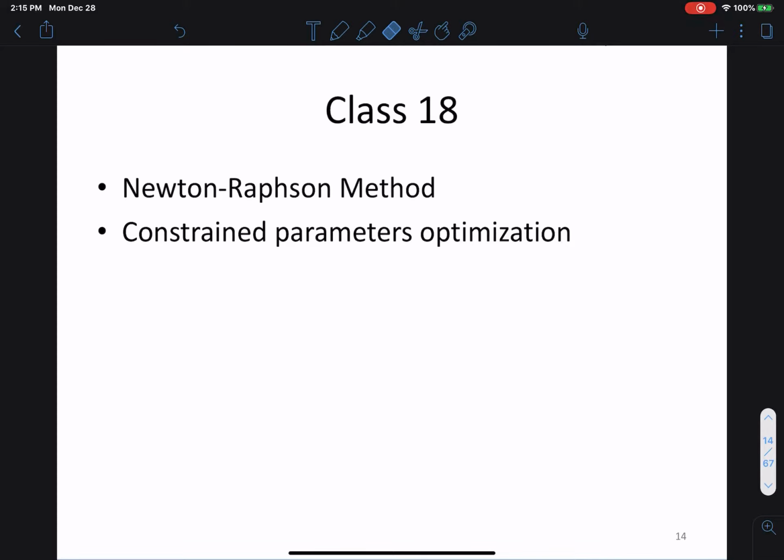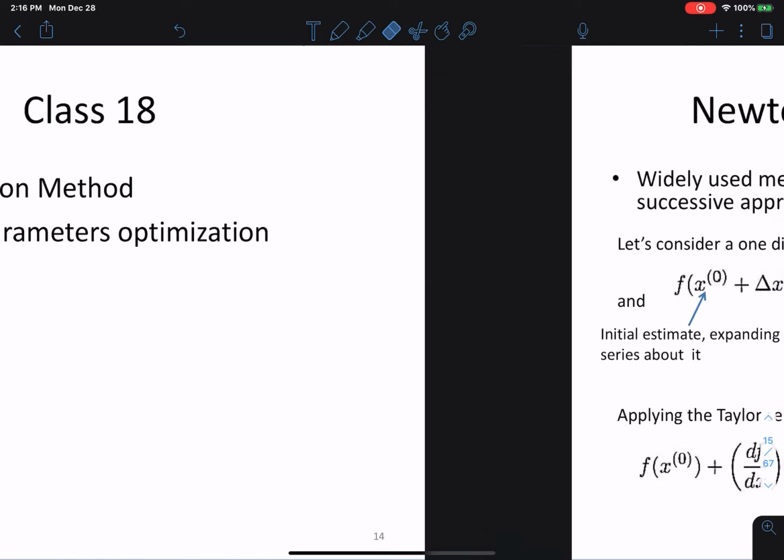This time we're doing class 18 and we're going to talk about the Newton-Raphson method. This is the method to solve nonlinear equations, all right? And it's an iterative method. That means it's going to go through iteration to find the solution. When you use numerical analysis to find the solution, you're not finding the exact solution, you're finding a solution very close to the exact value. And we're also going to talk about constrained parameter optimization in part 2.